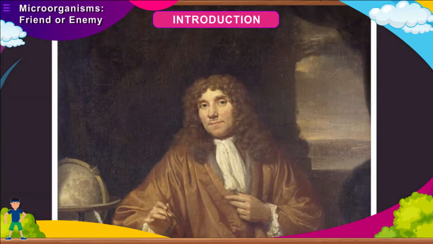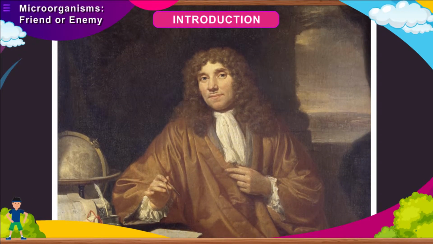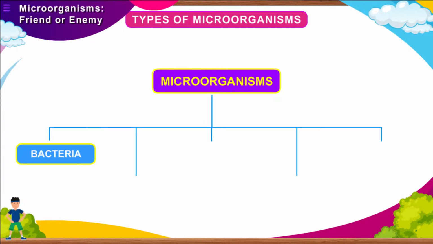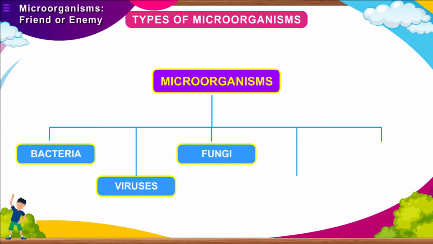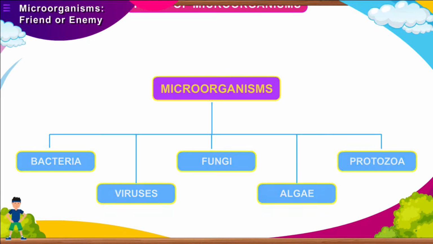The first scientist to study microorganisms under a self-made microscope was Antony van Leeuwenhoek. Types of microorganisms. Microorganisms can be classified into 5 major groups: bacteria, viruses, fungi, algae, protozoa.